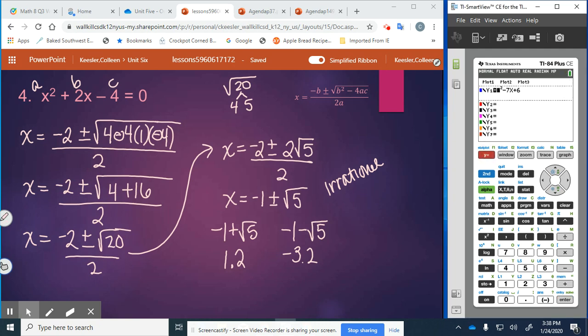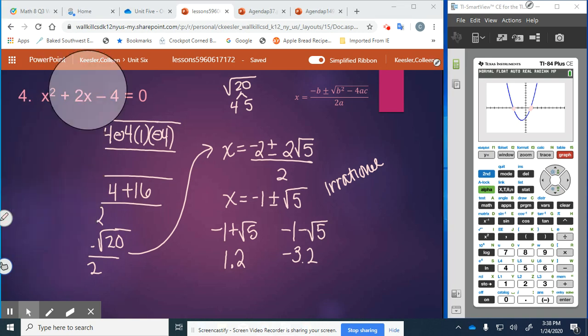So if we change this to x squared plus 2x minus 4 and pull up the graph, we do see about a little bit over 1 here, and a little bit more than 3 here. So verifying that we most likely have the correct roots. And again, they're irrational because we cannot simplify the square root of 20 to a perfect square.